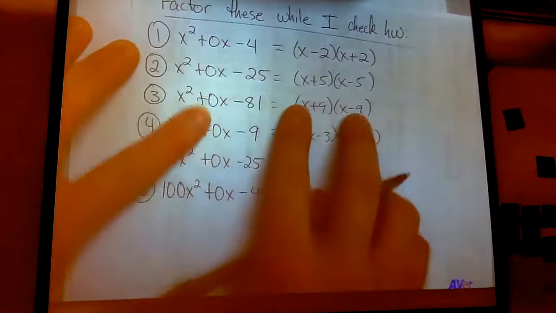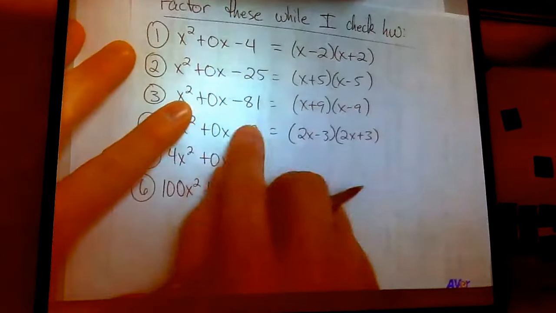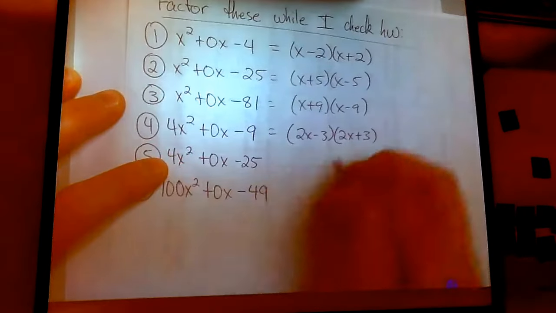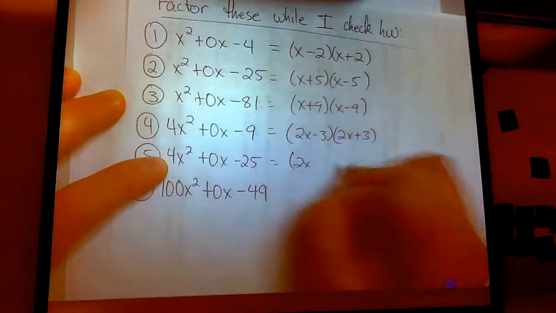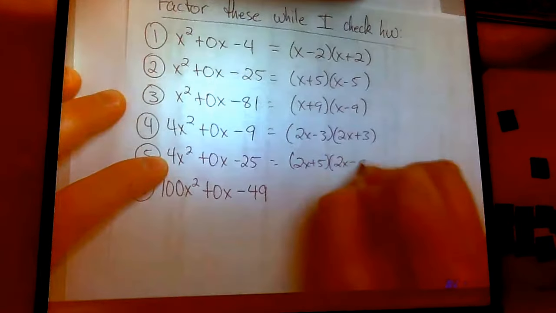25 is 5 times 5. X squared is x times x. Yeah. 81 is 9 times 9. 9 is 3 times 3. Hey, 4 is 2 times 2, and 25 is 5 times 5.